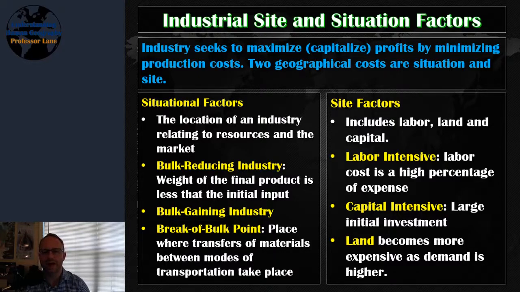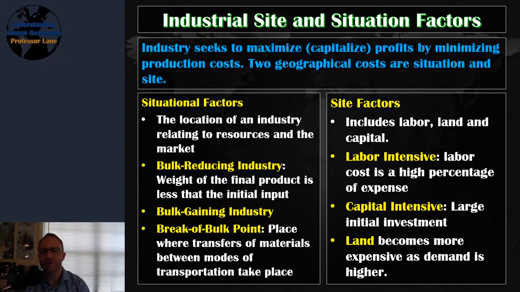According to the slide, industry seeks to maximize or capitalize profits by minimizing production costs. Two geographic costs are site and situation. Situational factors deal directly with the location of an industry as it relates to the location of the market and raw materials. Industries choose locations by weighing the cost of transporting raw materials versus the finished product.